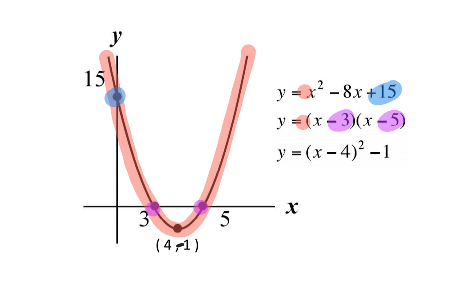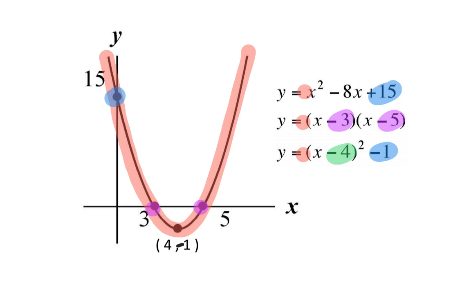In vertex form, the value of A is again positive 1. It's just not written in, which means the parabola is smiling or opening upwards, and it is. Meanwhile, the value of H is negative 4, and the value of K is negative 1. If you remember, these are related to the vertex, but they don't tell us exactly what it is.